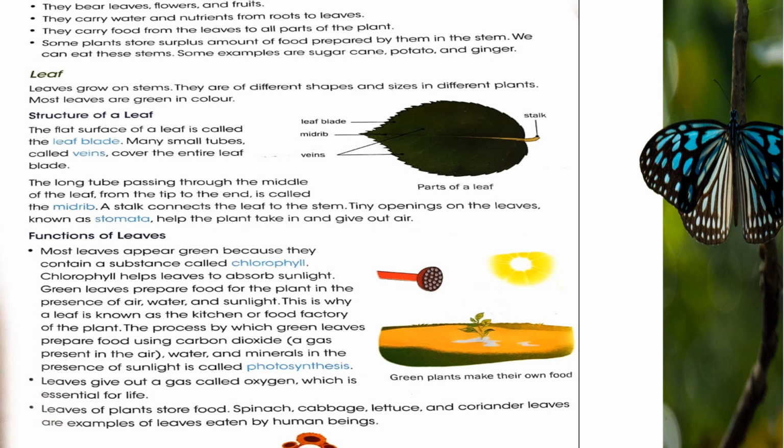Leaves of some plants store food. Spinach, cabbage, lettuce, and coriander leaves are examples of leaves eaten by human beings.